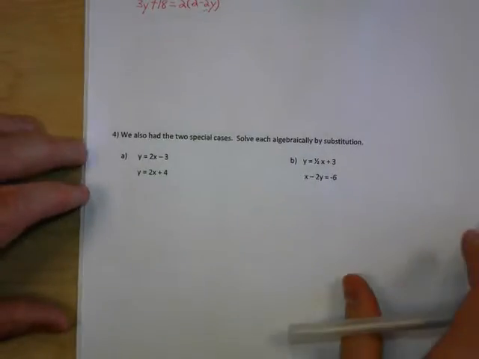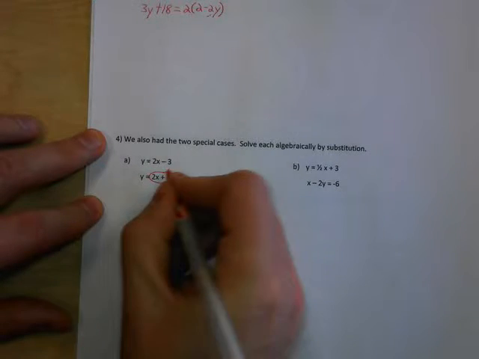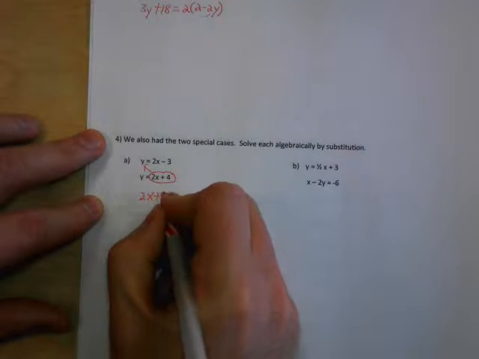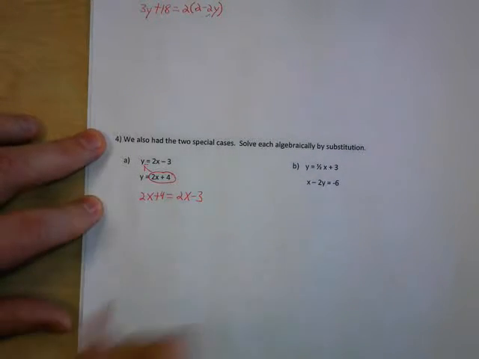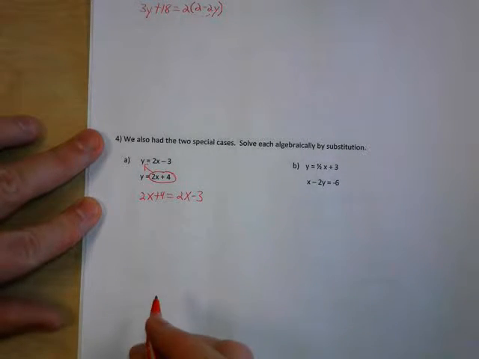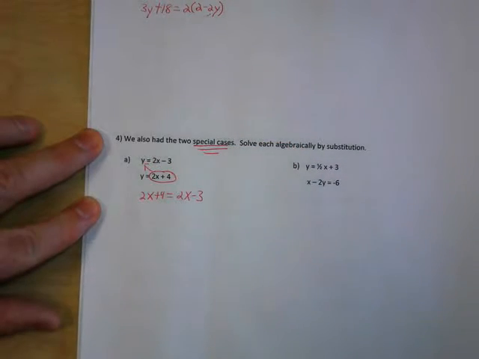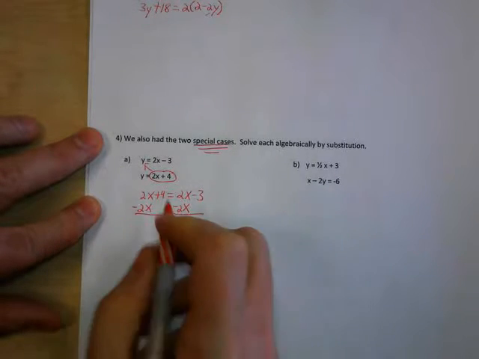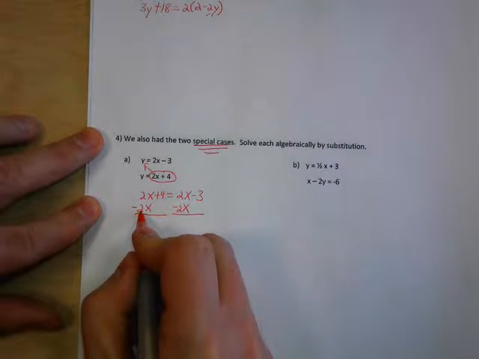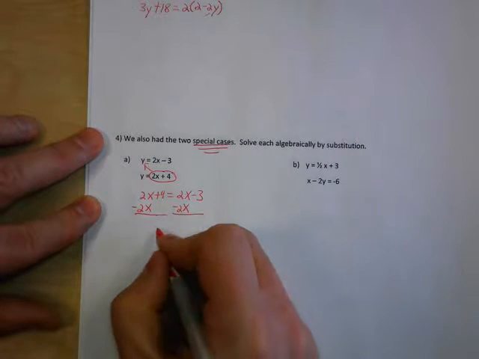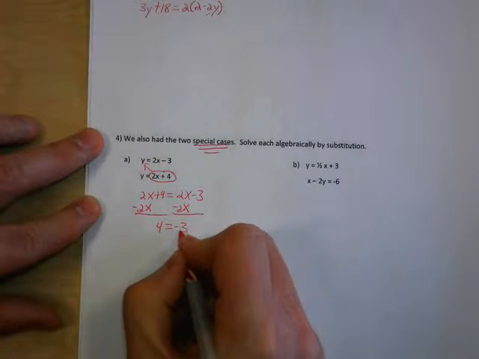Let me go to my other sheet here. We could take 2x plus 4 and put it in place of y in that equation. So we'd have 2x plus 4 equals 2x minus 3. And then when we solve that, something very weird happens. Remember, these were special cases, so something weird may happen. If you try to solve that for x by subtracting 2x from each side, 2x minus 2x is totally gone. They cancel out, it is 0. Over here, 2x minus 2x on the right-hand side is also 0. So we end up with 4 equals negative 3.